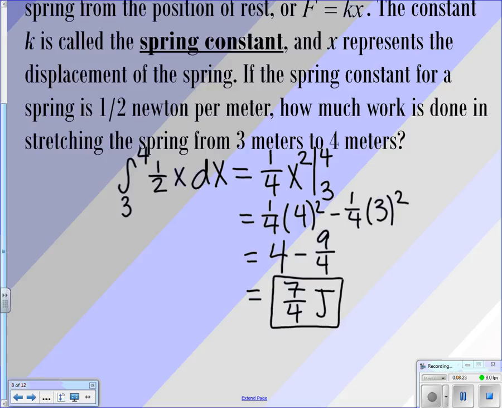So it'll ask you about springs, and it's not going to give you the formula F equals kx. So you'll have to know that when you're dealing with a spring, you're going to use k, the spring constant, times x for the integration.